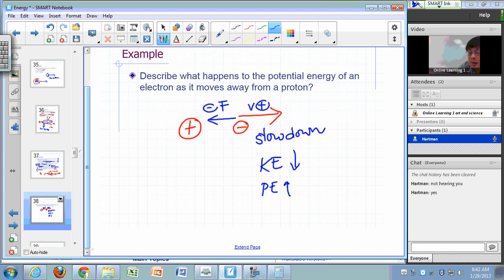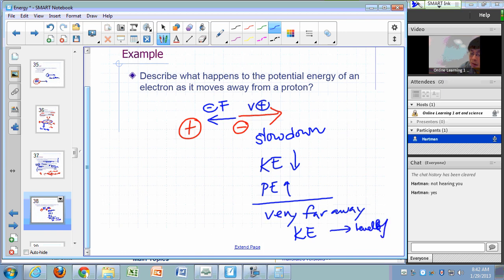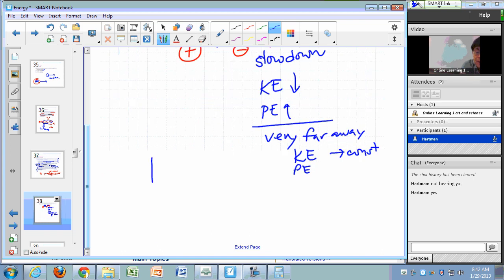And what's going to happen to it once it's very far away? What's going to happen to its kinetic energy? It's going to be leveling off, right? So we say as it moves really, really far away, its kinetic energy will become constant, and its potential energy will also become constant. So if we're going to sketch potential energy versus distance, what would it look like?